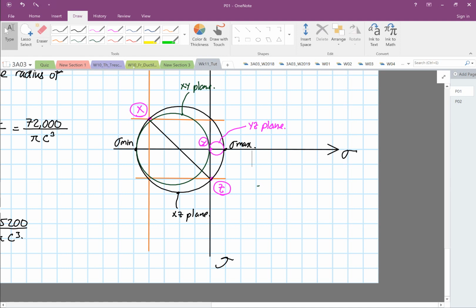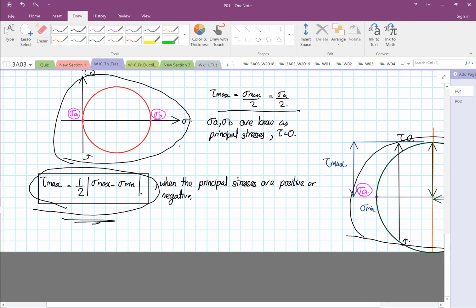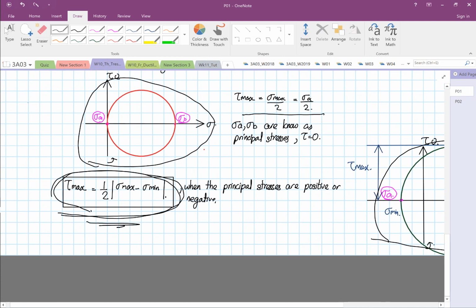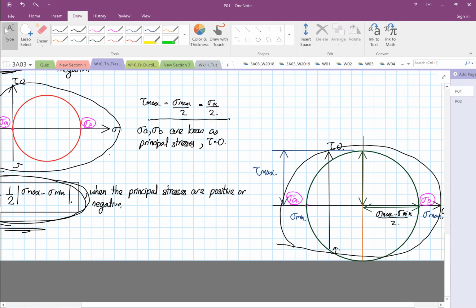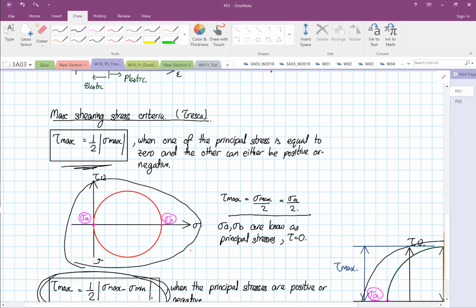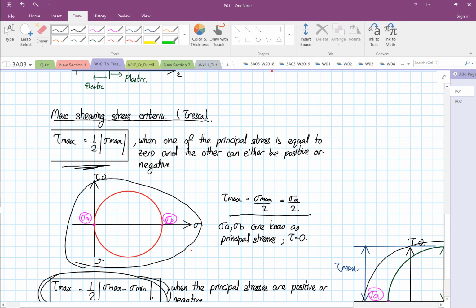So why is this important? Because now we know where our stress max and stress mean are, then we have to apply this equation, where the maximum shearing stress is going to be half of stress max minus stress mean. We cannot use the other formula. So we have to find where our stress A and stress B are, right? So when it's the principal stress, we have to apply that condition. We cannot just stick to the condition where the shearing stress max is just half of the maximum stress.